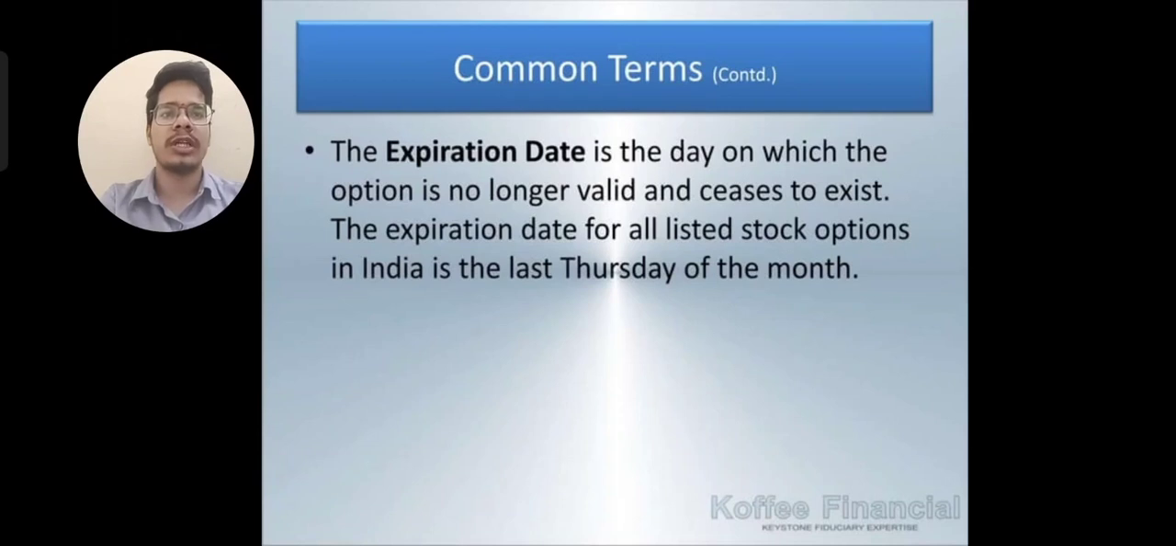The expiration date is the date on which the option is no longer valid and ceases to exist. The expiration date for all listed stock options in India is the last Thursday of the month.